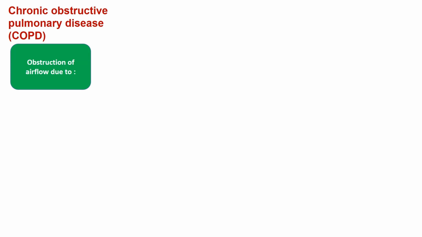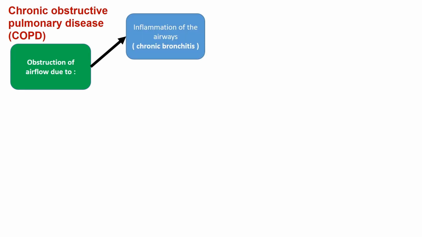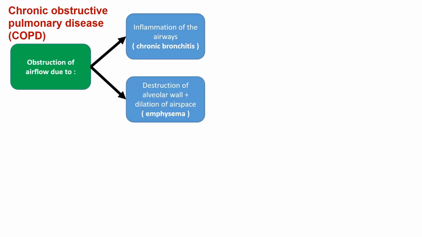Chronic obstructive pulmonary disease, or COPD, is the obstruction of airflow due to inflammation of the airways due to chronic bronchitis and destruction of the alveolar wall and dilation of the airspace, which is called emphysema. Most of the patients will have both of them.